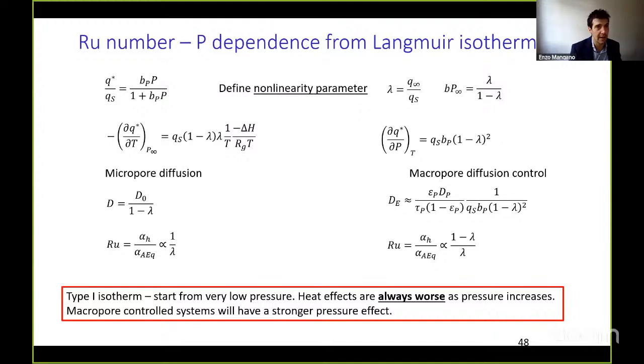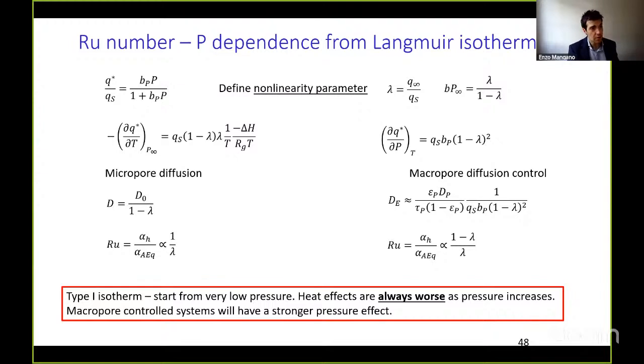You can define, for the case of a Langmuir isotherm, a non-linearity parameter. This parameter goes to 0 the further away you are from saturation, and close to 1 when you're approaching saturation. You can do the cases for the micropore diffusion and the macropore diffusion and see how the Ruthven number depends on the nonlinear parameter. What you see here is that the heat effects are always getting worse. As you can see, lambda is in the denominator as you go up in pressure. This is always the case for micropore diffusion and macropore diffusion control. The additional thing that you see is that macropore diffusion control systems will have a stronger effect because they have the equilibrium constant in the denominator, which is also depicted here in the dependency of the Ruthven number on the nonlinear term.